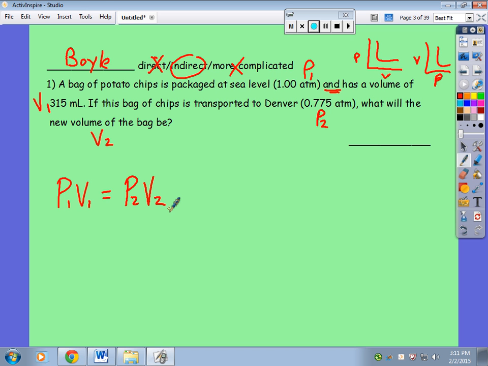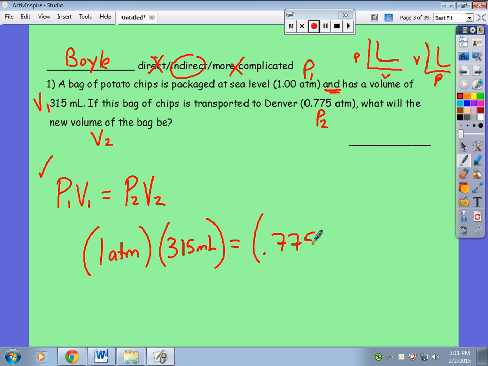So now all I do is plug my values in, and I say 1 atmosphere, right? And you can write your units if you want to. I'll do it for this first problem, but you don't have to. Once you set up your formula like this, then you're fine. And a volume of 315 milliliters equals, what's my second pressure? Oh, I know my second pressure, 0.775 atmospheres times V2. Now, I like using V2. You can use X if you want to, your choice.